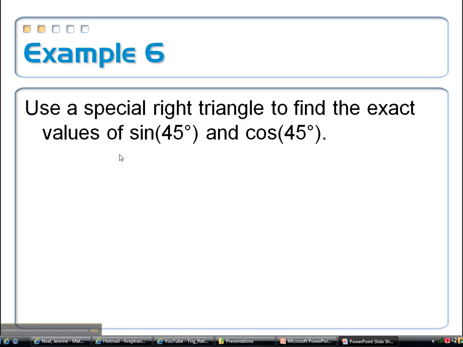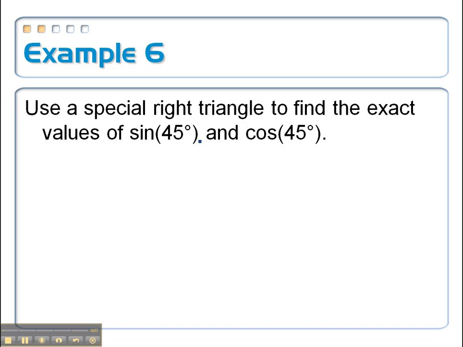When you get into pre-cal, you're going to see how useful this next exercise is. We're going to use a special right triangle to find the exact values for the sine 45 and cosine 45. Now if you were to put this in your calculator, sine 45 degrees, you get about 0.707. If you put in cosine 45 degrees, you'd also get about 0.707. Not 700, 707. Reason why is because 45 degrees is part of an isosceles right triangle.